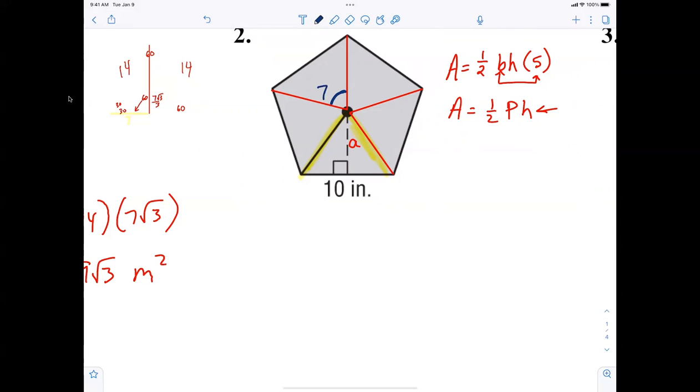Very good. 72 degrees. How did you get that? 5 triangles. Yeah, 5 triangles. 360 divided by 5. That angle is 72. So now we know it's not what? It's not equilateral because equilateral is 60, correct?